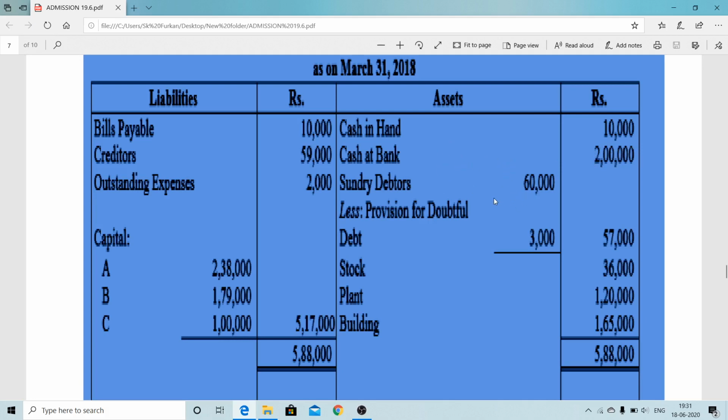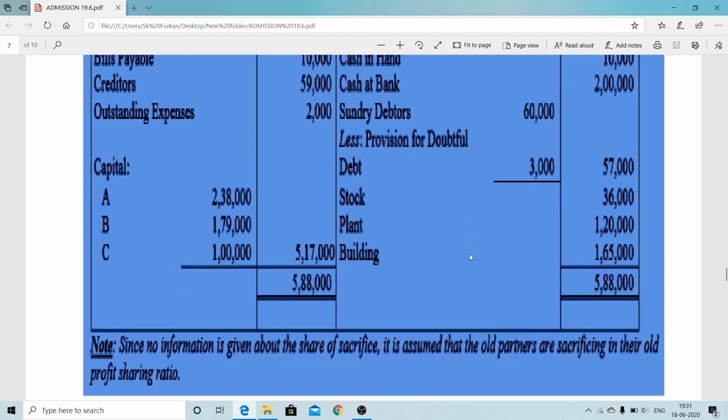Now other changes of assets: debtors value changes, we have to consider the new 57,000. Stock value also decreases by 4,000, new figure 36. Plant value increases, new figure 1,20,000. Building value earlier was 1,50,000, 15,000 increases, it is coming up to 1,65,000. All these figures here are changes, and that changing figure we are taking here. The rest remain unchanged at the time of admission, so those we have taken unchanged.